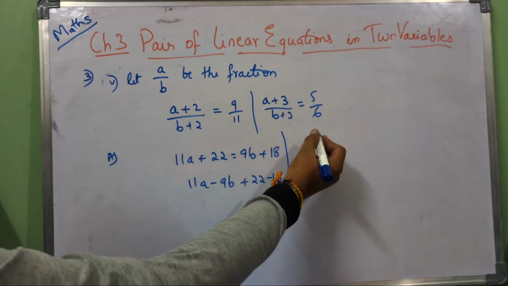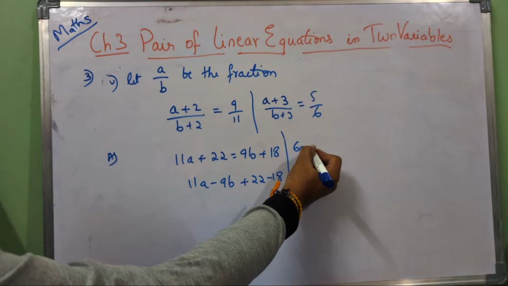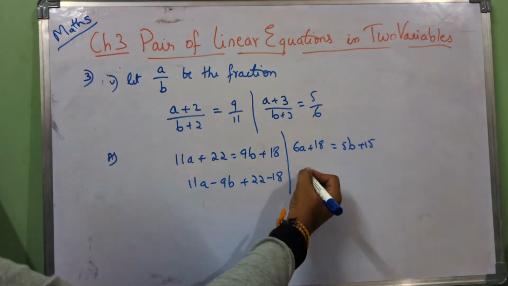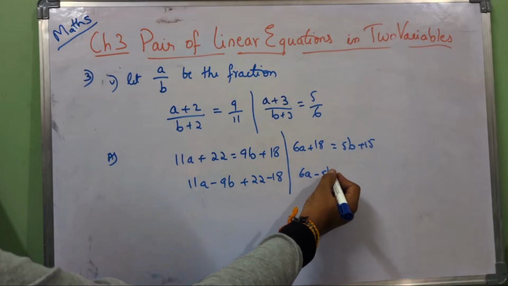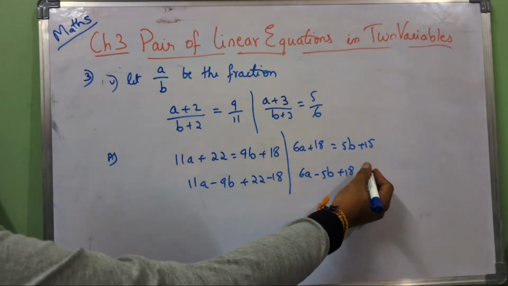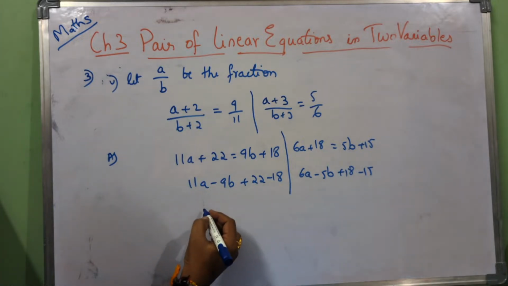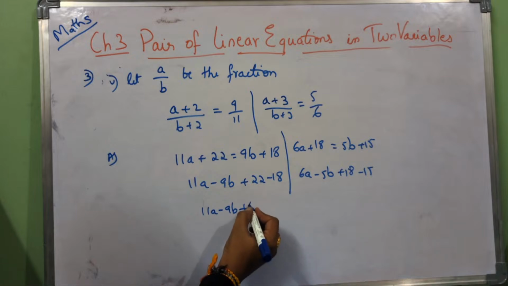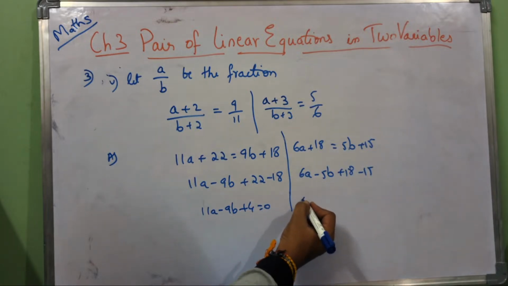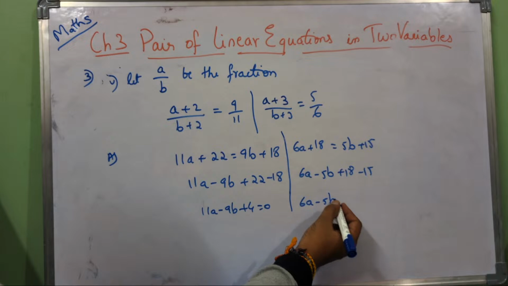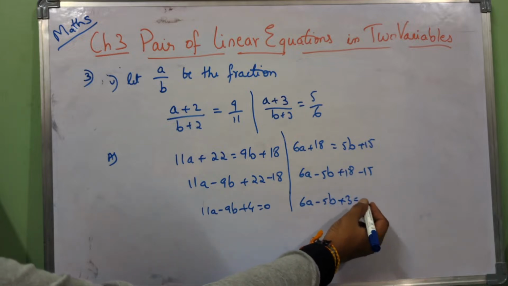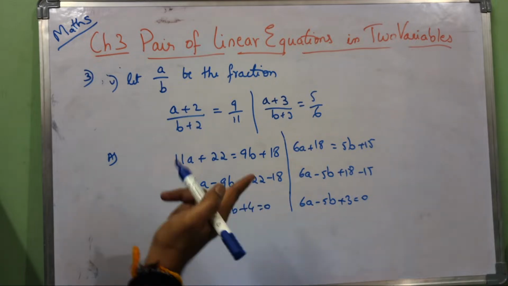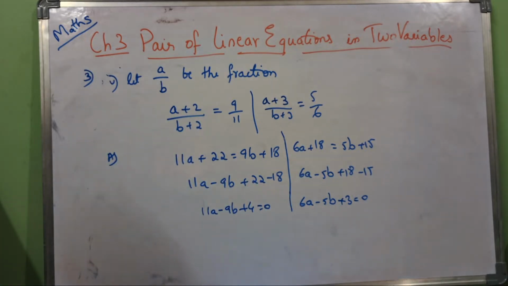Same way do for the right side. 6 into a, 6a plus 18 gives rise to 5b plus 15. 6a minus 5b plus 18 minus 15. 11a minus 9b plus 22 minus 18, that is 4, equal to 0. 6a minus 5b plus 3 equal to 0. Now I got two equations. Now I can solve using the substitution method. Let's go.